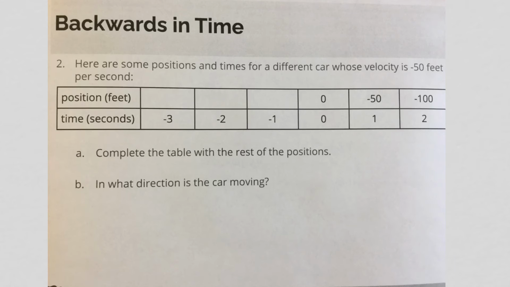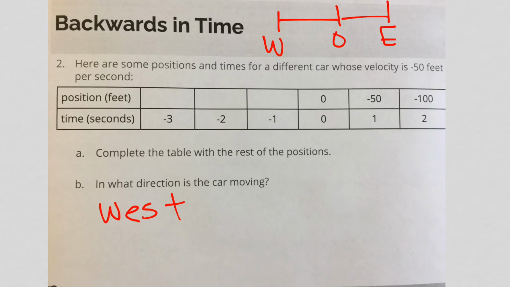Here are some positions and times for a different car whose velocity is negative 50 feet per second. So going to the negative, we recall, was going towards the west. That means that this car is moving west. Okay, so when they reach the camera, that's 0 time and 0 position. Okay, so as we pass the camera 1 second, we're at negative 50.